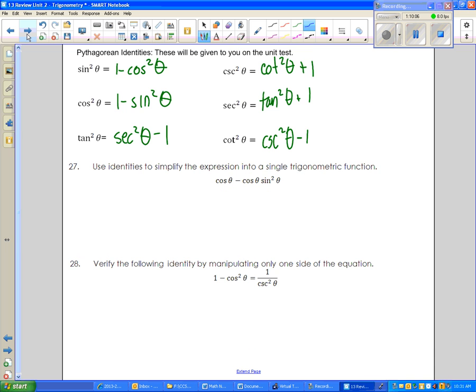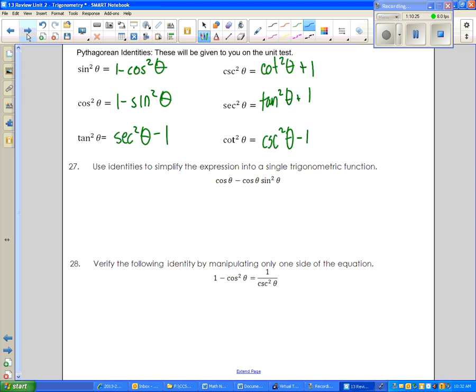All right, 2 more problems. These correspond to your identities. So notice that I have the identities on the top of the page for you. In number 27, it says to use the identities to simplify the expression into a single trig function. So there are lots of different ways that you can simplify these expressions.